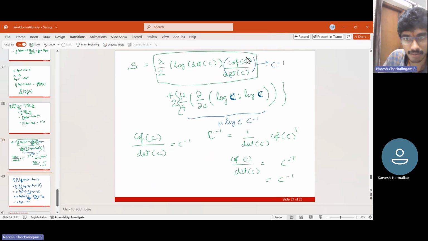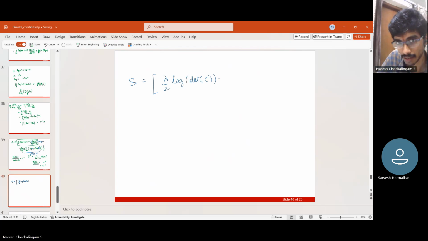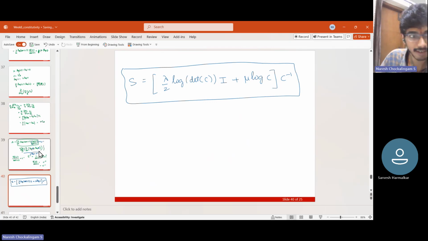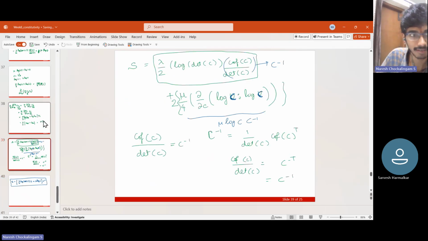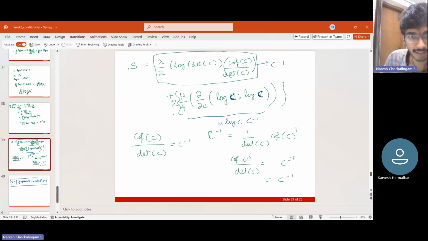Now finally, this has a C inverse, this has got a C inverse. Put them together, so you get S is equal to lambda by 2 log of determinant of C, this is a scalar multiplied with identity, plus mu log of C, this entire thing multiplied by C inverse. So this is the expression for stress given the strain energy potential W. This last part I'll clarify later on.